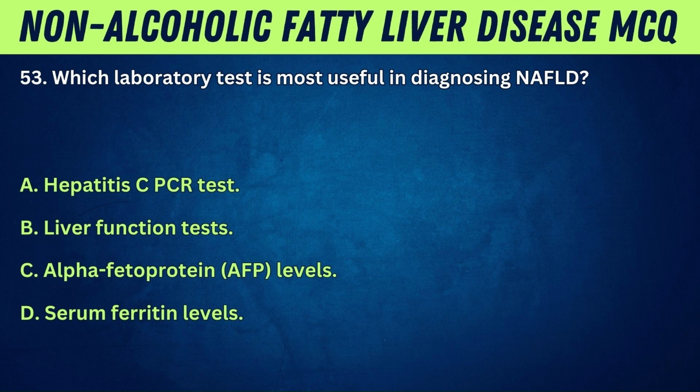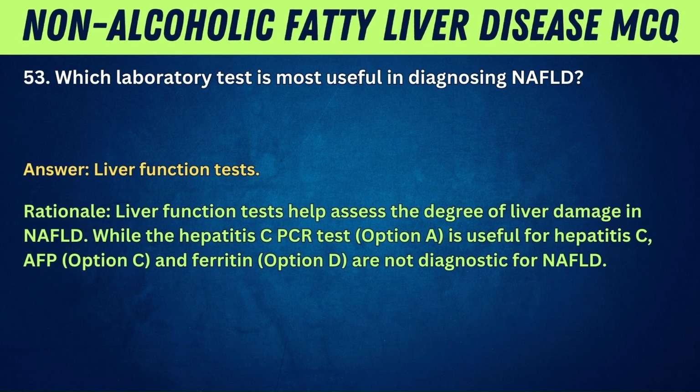53. Which laboratory test is most useful in diagnosing NAFLD? A. Hepatitis C PCR test. B. Liver function tests. C. Alpha-fetoprotein, AFP, levels. D. Serum ferritin levels. Answer: liver function tests. Rationale: liver function tests help assess the degree of liver damage in NAFLD. While the hepatitis C PCR test, option A, is useful for hepatitis C, AFP, option C, and ferritin, option D, are not diagnostic for NAFLD.